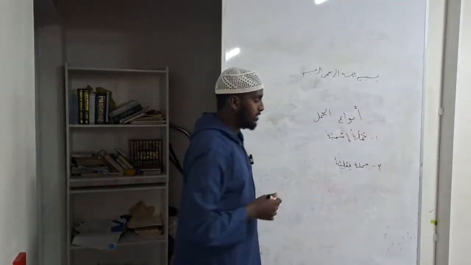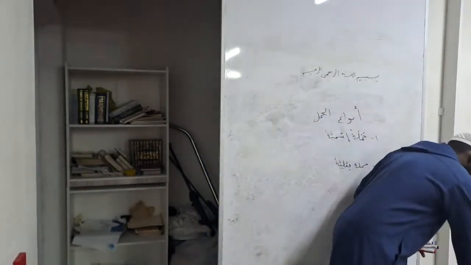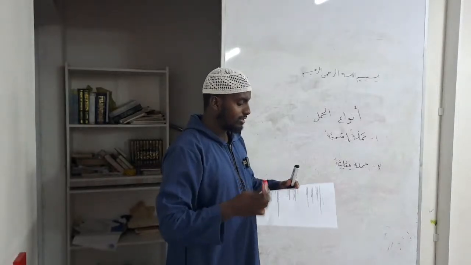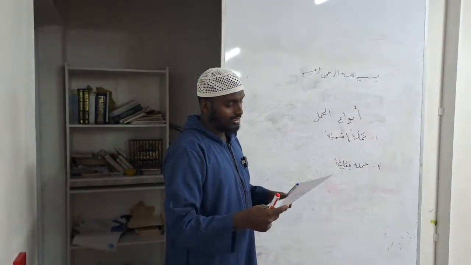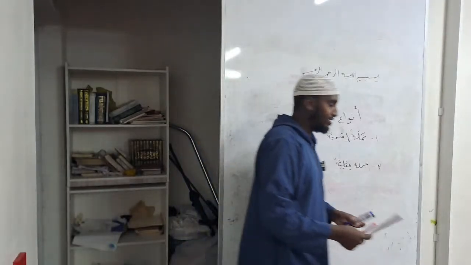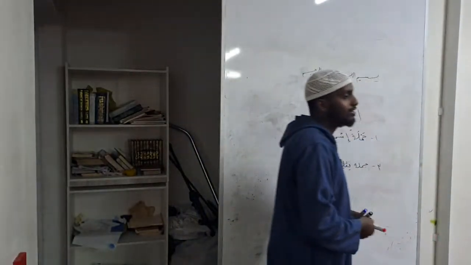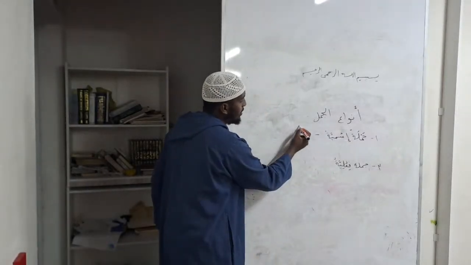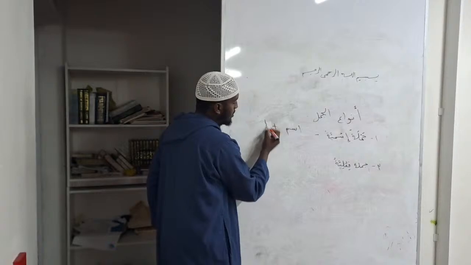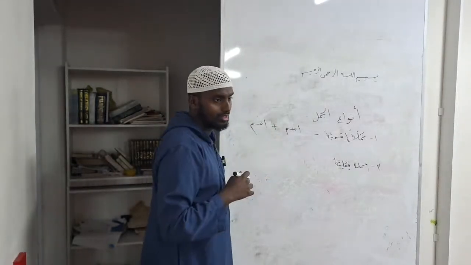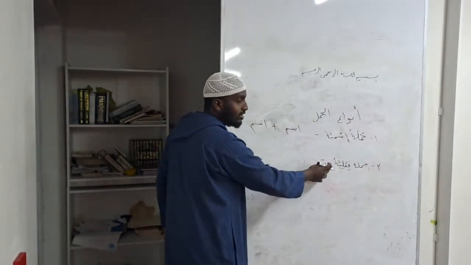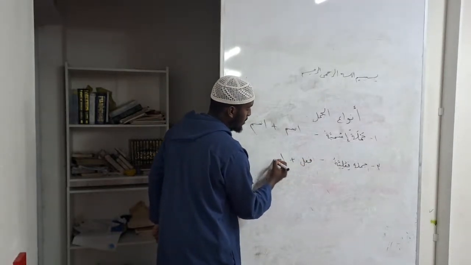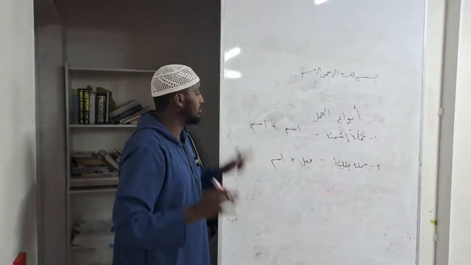So, we have two types of sentences. The first sentence, as you can see, is called in English a nominal sentence. And it starts with a noun. And the structure is what? The structure is, the first word is called the mubtada. So this jumla ismiyah starts with a noun. So it's made up of an ism plus ism. That's a jumla ismiyah. And the jumla fi'liyah, the verbal sentence, is made up of a fi'l, a verb, plus an ism. That's the basic structure of all sentences.